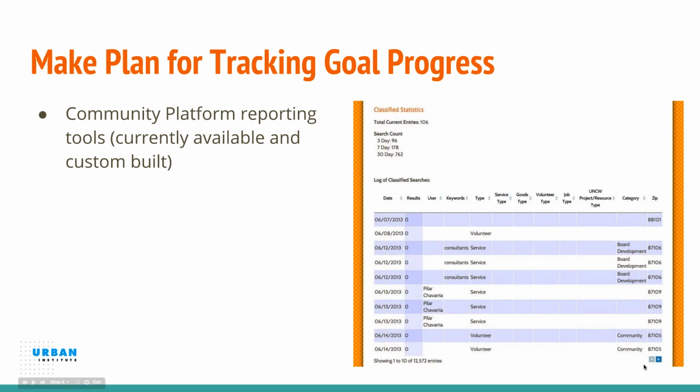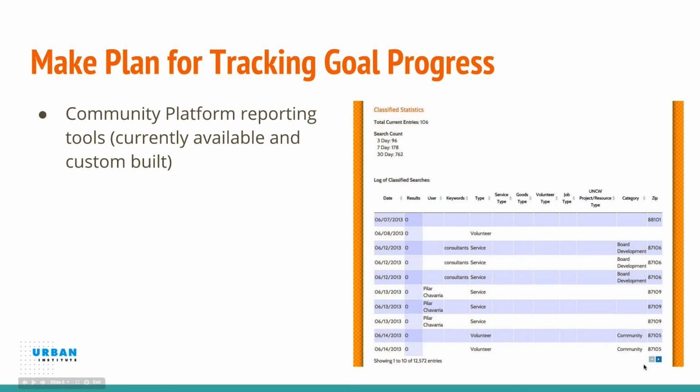So there are many different ways to track your progress, and I'm going to look at two different ones. Tracking progress can happen on the community platform, and we have some reporting capabilities already built out. Right here is a screenshot of the classified statistics page from Share New Mexico. This is sort of a generic one that is available on all platforms. If you go to the admin link, and then on the right-hand side, there's a link that says classified statistics.